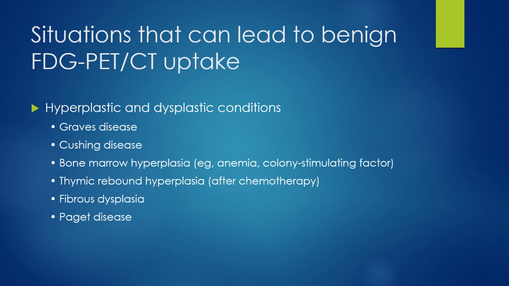Hyperplastic and dysplastic conditions would be like Graves' disease and Cushing's disease. Those are both endocrine mediated and will lead to inflammation. Bone marrow hyperplasia, and you see this with colony stimulating factor or patients with anemia. Thymic rebound hyperplasia, this is in the thymus after chemo. And Paget's disease is on there too. Paget's disease, if you remember, is not cancer, but it is hyperplastic. The bone cells will overgrow and the bones get really thick.